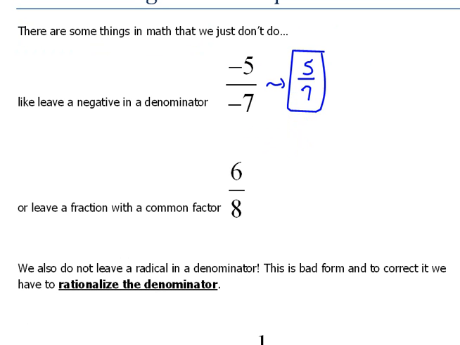Then also, we never leave fractions in unsimplified form, meaning if there is something that we can divide out of the numerator and the denominator, we should. So in this case, 6/8 should not be left like this. We have to say, well, 2 will go into both the numerator and the denominator. 2 will go into 6 3 times, and 2 will go into 8 4 times. So it would be much better to write it as 3/4.